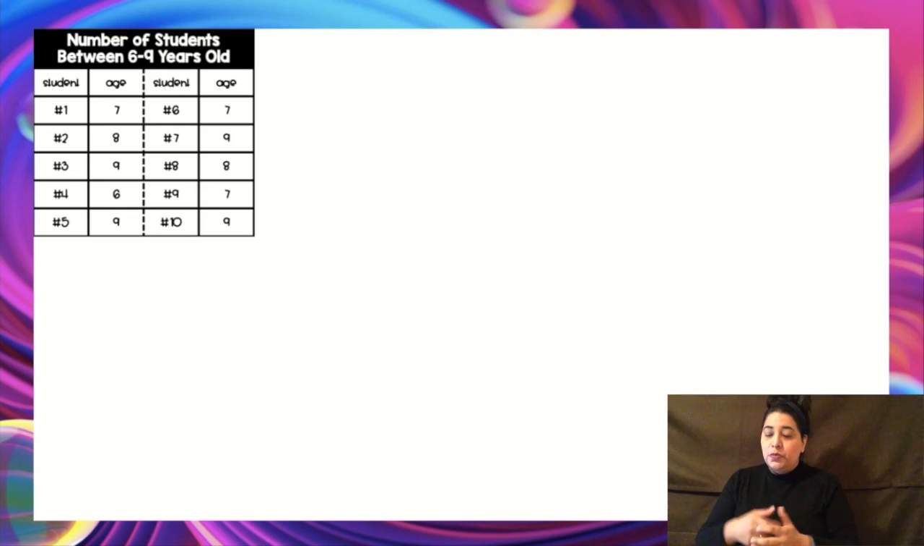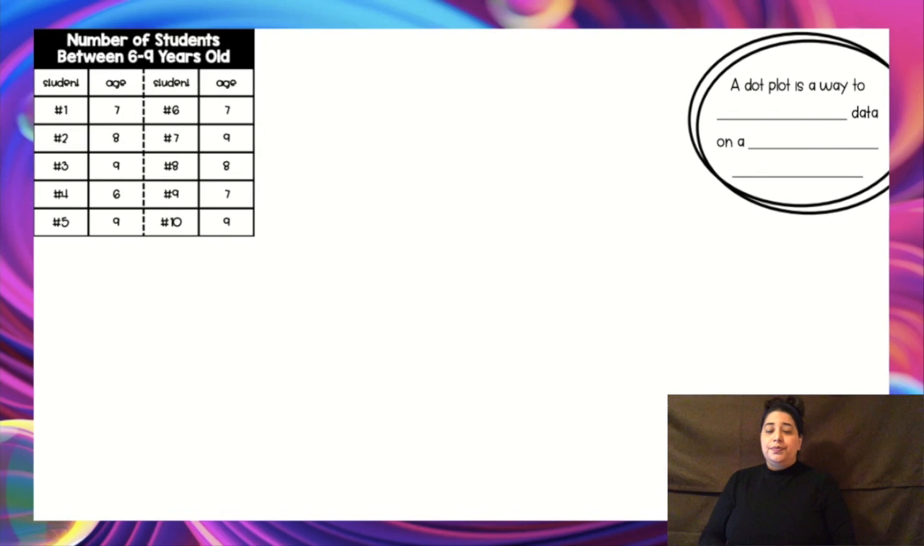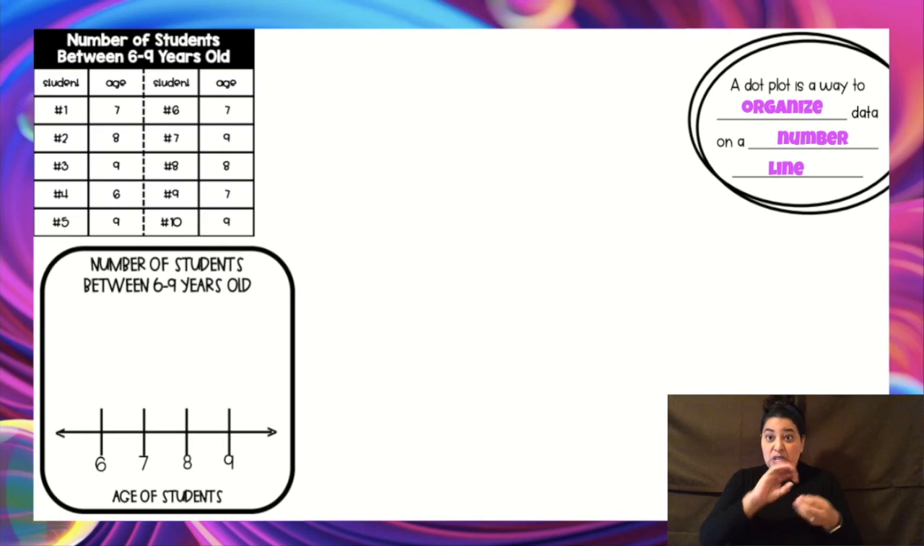Looks like we have the number of students between the age of 6 and 9 years old. So we have our students on the left-hand side and our ages on the right-hand side, okay? A dot plot is a way to organize data on a number line, okay? So we are going to organize this data using a number line. Let's go ahead and take a look.